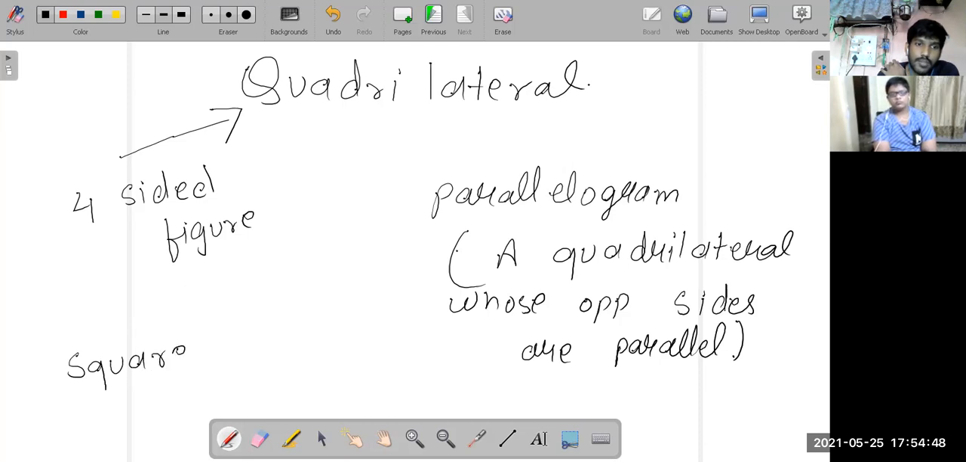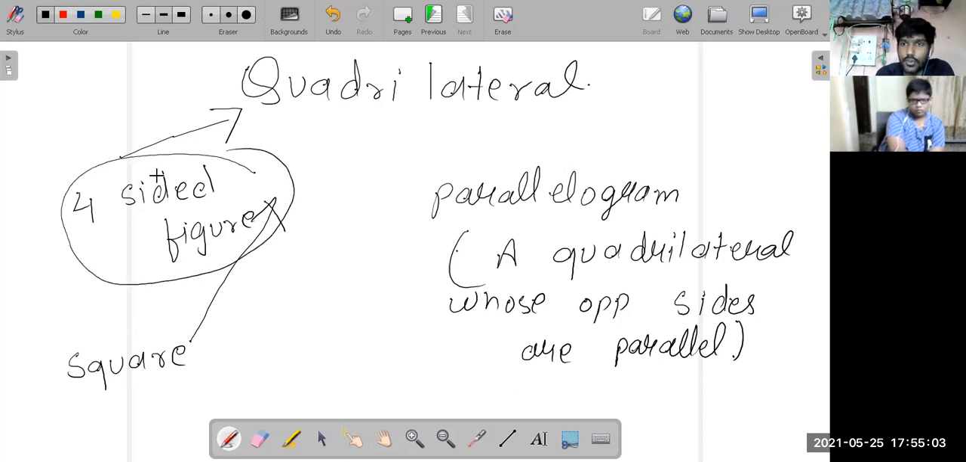Let's see an example now. Square. Is square a quadrilateral? No, sir. What is the definition of quadrilateral? Yes, a figure having 4 sides. How many sides does a square have? So square is a quadrilateral?